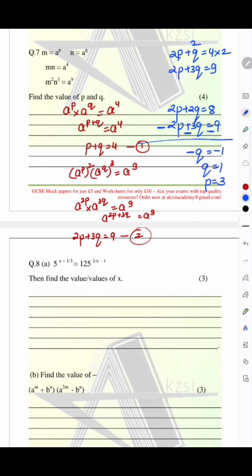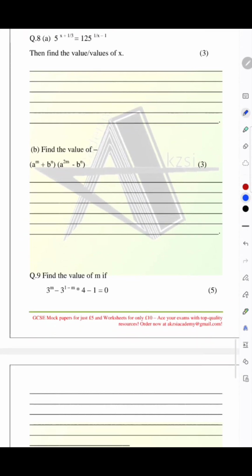And these are the values of p and q. Moving on to question number 8.